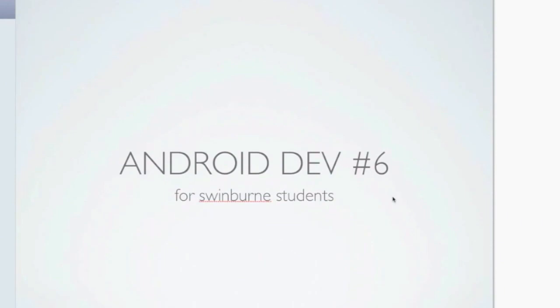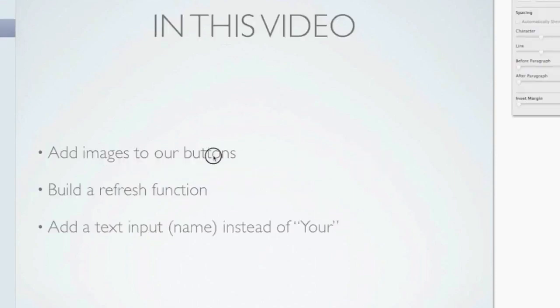Alright, Android development video number 6. This one's looking at some basic things again, just a continuation on our project of adding images to our buttons, or adding drawables in general to the application, to Eclipse. Building a refresh function so that our page, our view, when it loads, straight away refreshes the scores, and we can call that whenever we want to refresh the output on the screen.